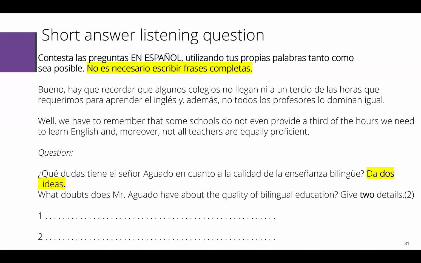So he's got two things that are worrying him. They should put one doubt on the first line and the second doubt on the second line. So it should be clearly distinct, and not sort of let it run into one another.